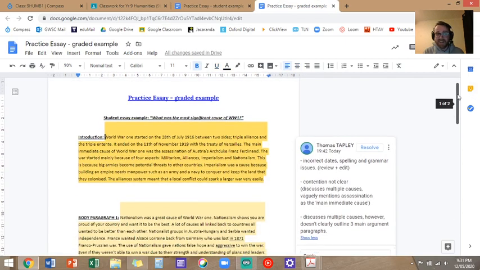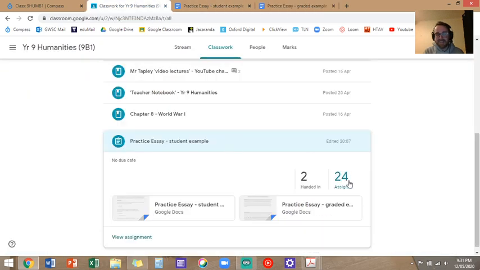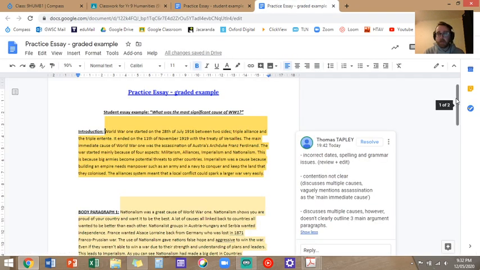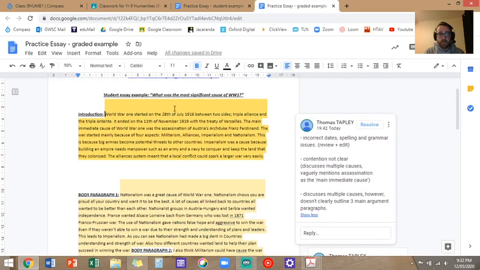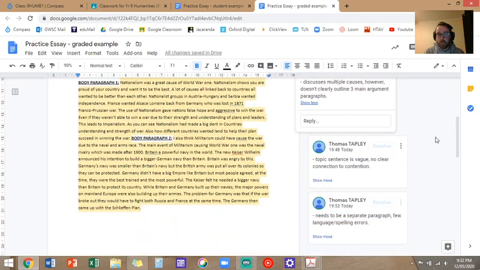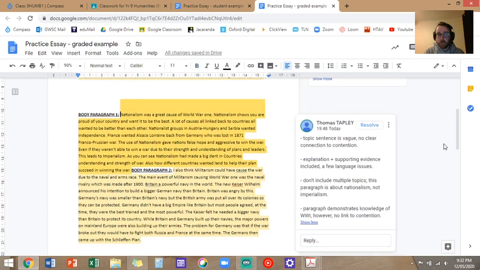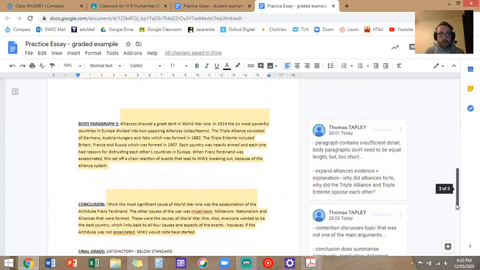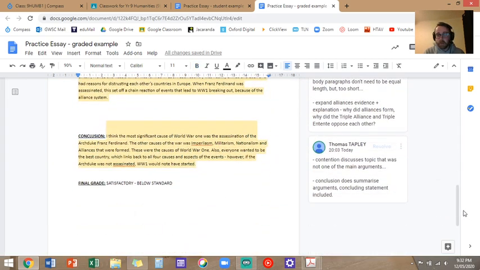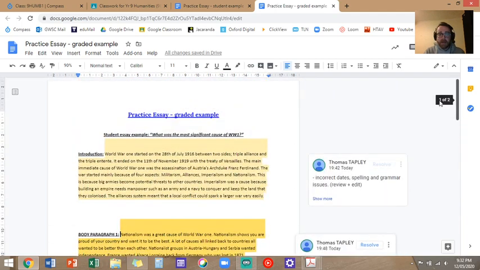I've done that. So included in the Google Classroom file now, practice essay, you can see I've included a graded example. So I've gone through the essay, and you can see that I've made a few comments about what they've done well, what they could improve upon. You should have to click on Show More. And then I've given a final grade at the bottom there. I'm not going to go through that in too much detail.